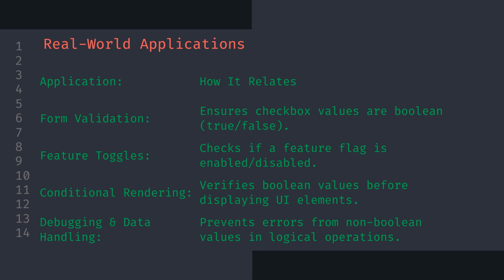This function is widely used in form validation, feature toggles, and debugging, ensuring that boolean values are strictly true or false, which prevents unexpected errors in JavaScript applications.